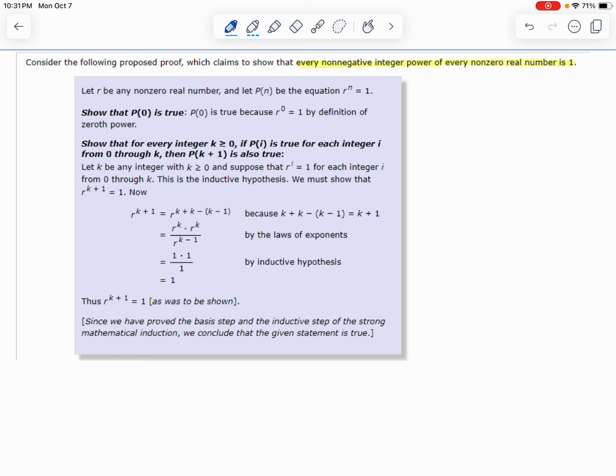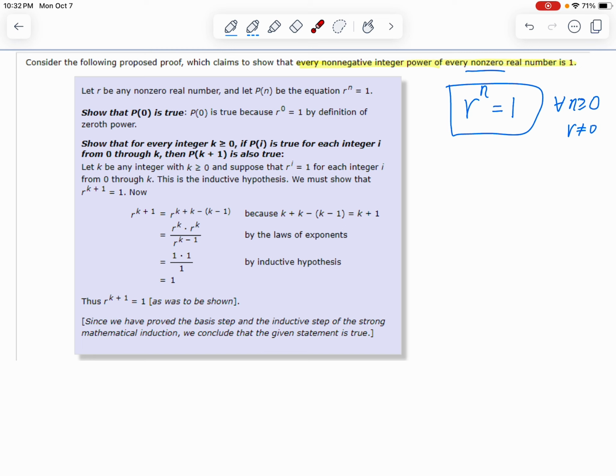Now let's try to make sense of what the statement is saying. It says every non-negative integer power of every non-zero real number, so a non-zero real number raised to a non-negative power, this result is equal to 1. So basically this is for all n greater than or equal to 0 and r not 0. That's basically what this statement is saying.